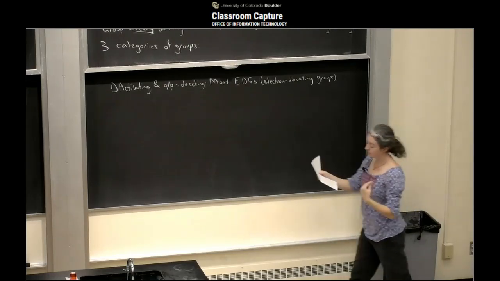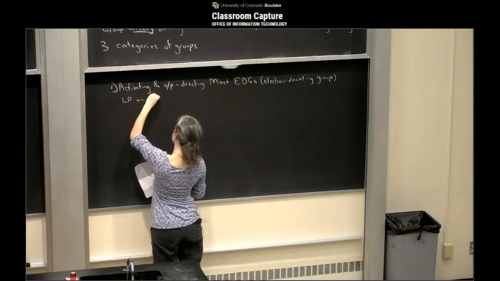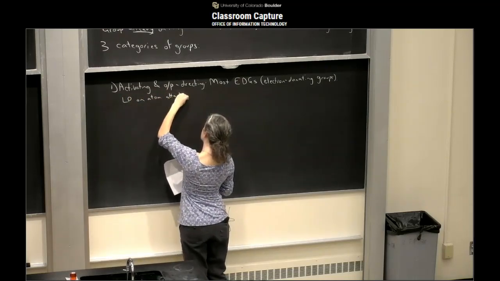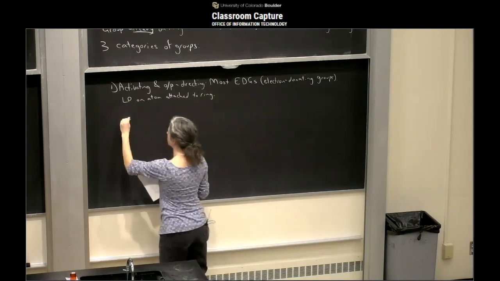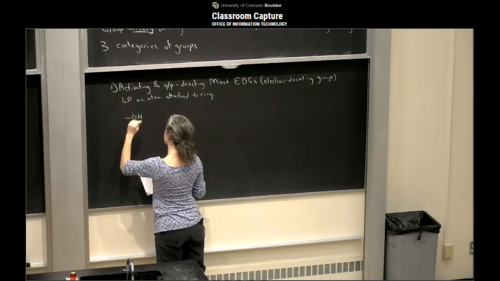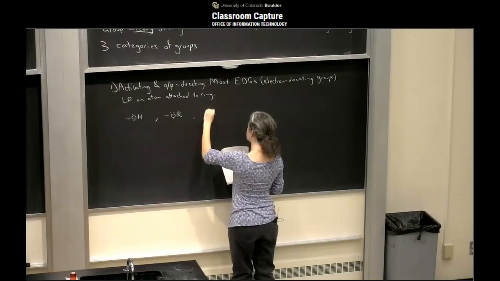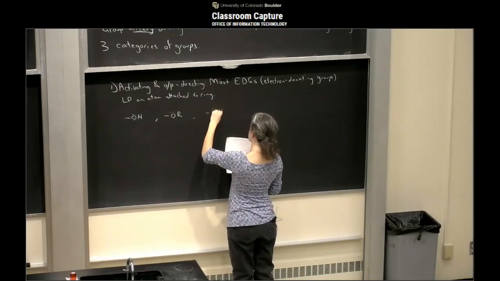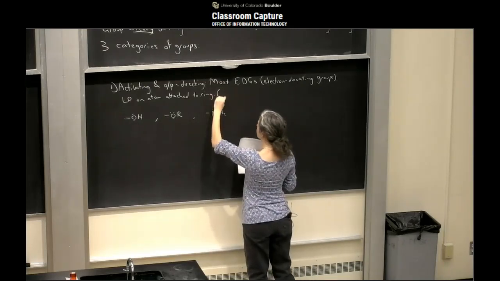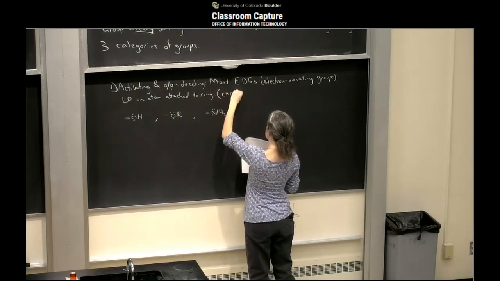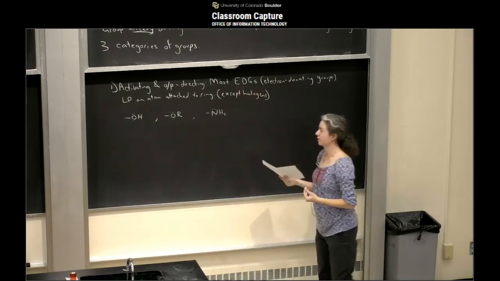Okay, so anything with a lone pair on the atom attached to the ring. Like OH, OR, nitrogen with whatever on it. And the big exception here is halogens. Those are their own thing. That's the third category we're going to cover.